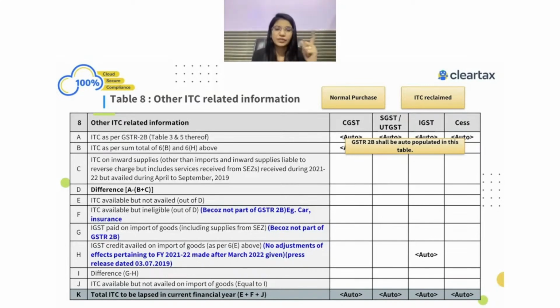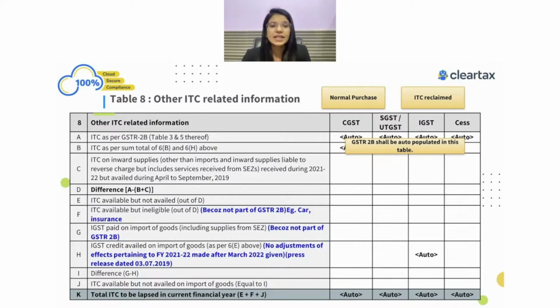If you remember that 180 reversal which we talked about, right? That 150 rupees example which we talked about. So that ITC is coming over here. So now let's remember the two examples I gave you at the start, right? I said in 6B, what I would have shown is 100 rupees, right? I said there was an invoice of 100, there was a credit note of 20 rupees.